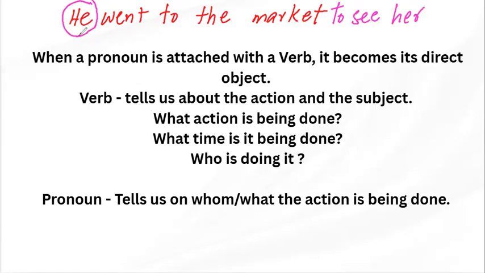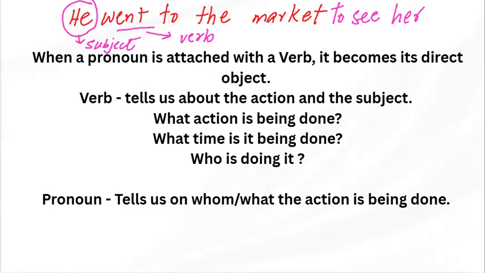Okay? This he is going to the market. So this guy is your subject, the person doing the action. Right? He is doing the action exactly. And went is my verb, my past tense. Right? Do you understand?